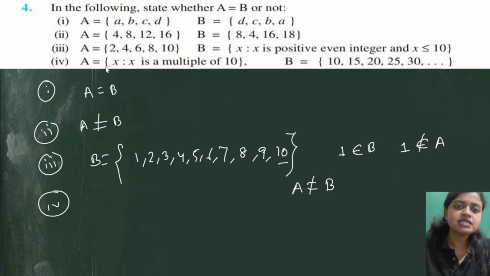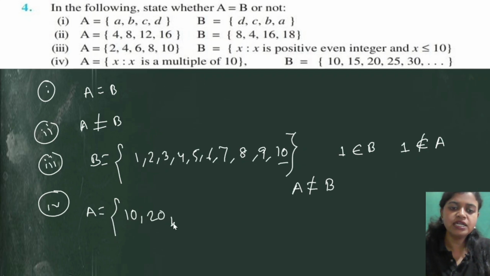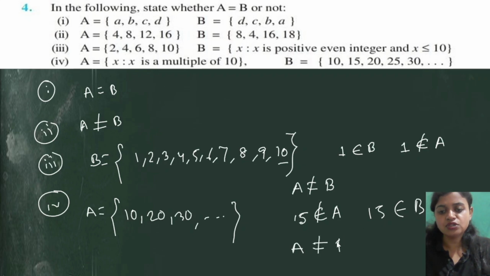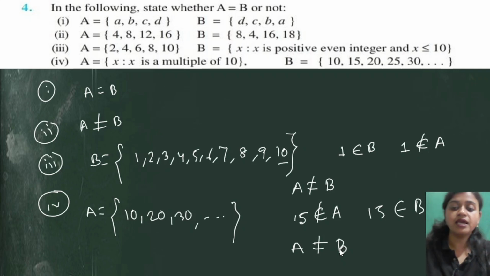Next, question 4. X is a multiple of 10, which means the elements of A will be 10, 20, 30, 40 and so on, and the elements of B are there. So 10 belongs to A, but 15 does not belong to A. The element 15 does not belong to A, but it belongs to B. That's why A is not equal to B. A and B are not equal sets here. Okay.